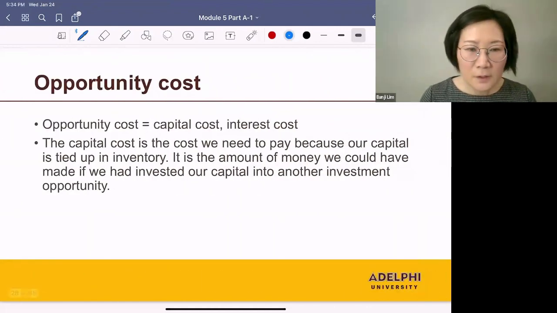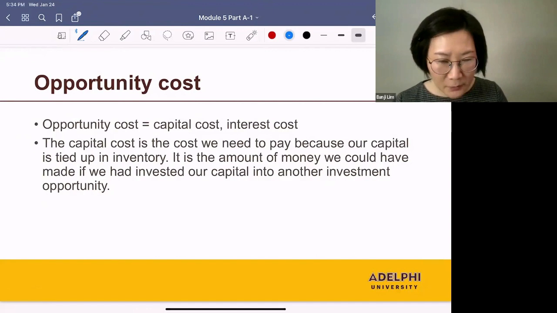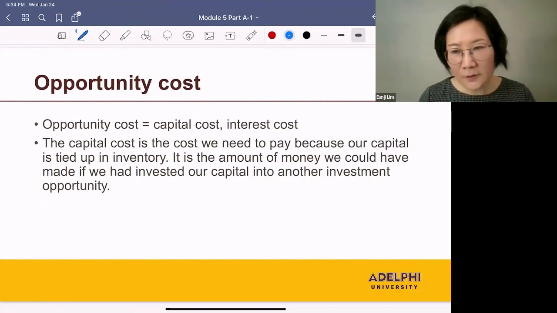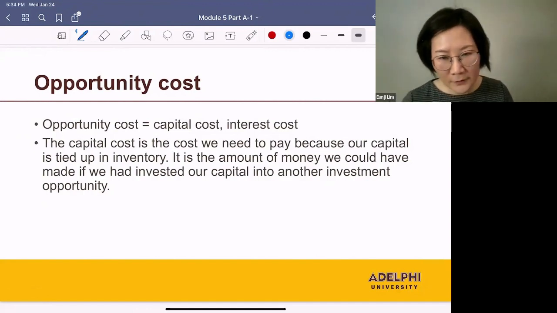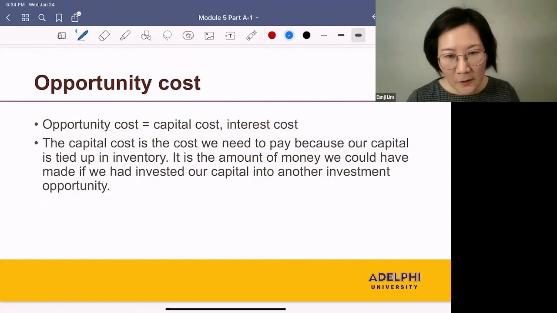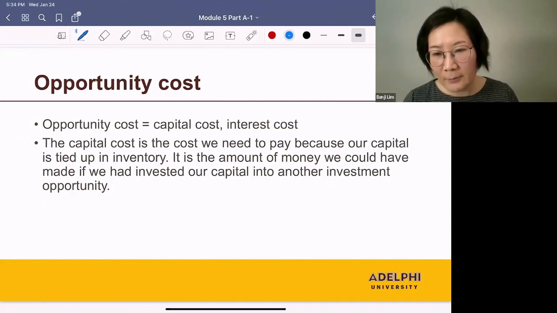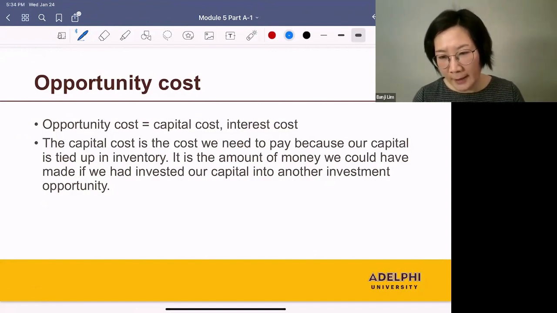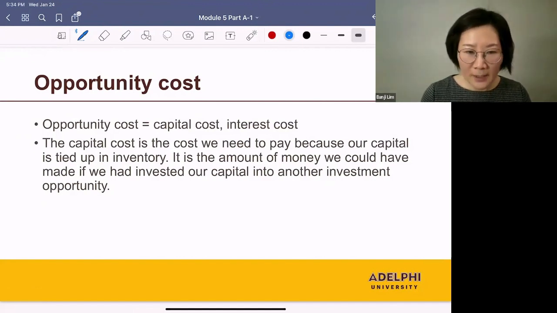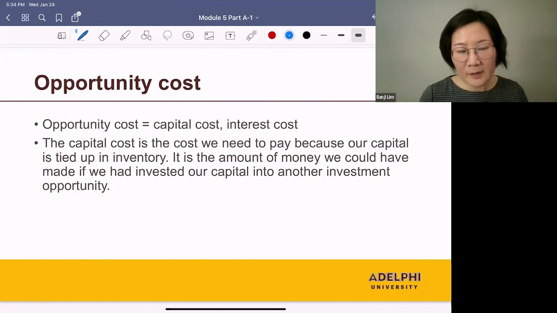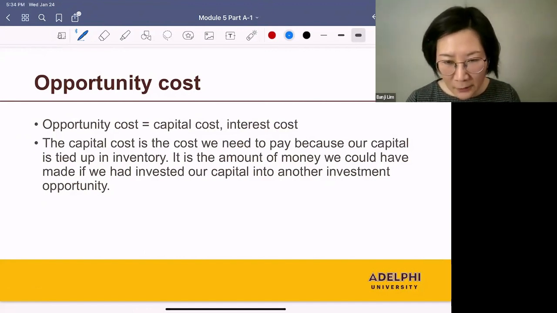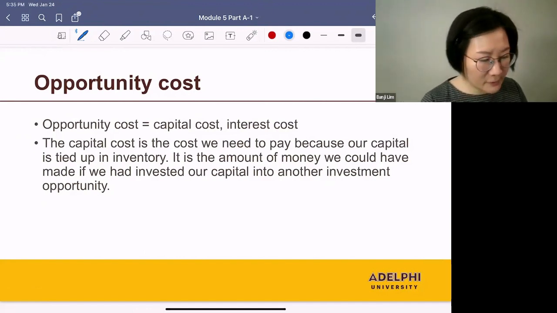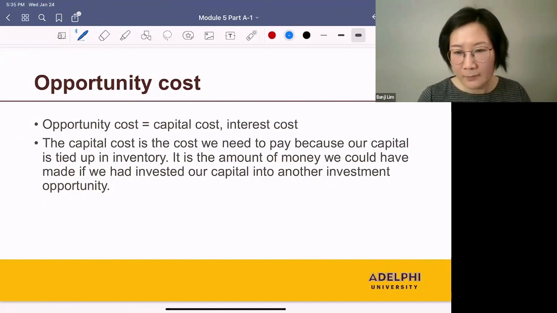Opportunity cost is also called the capital cost or interest cost. This is one type of holding cost. The capital cost is the cost you need to pay because your capital is tied up in inventory. And it's the amount of money we could have made if we had invested our capital into another investment opportunity.